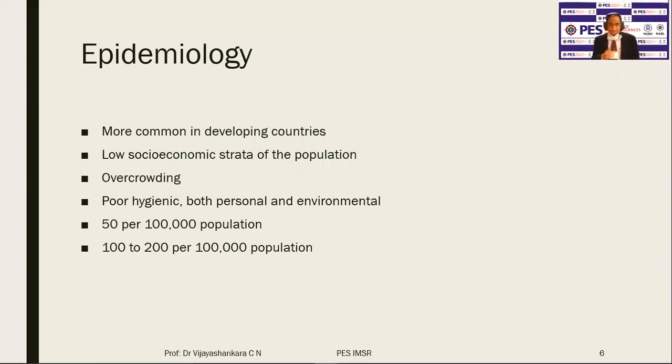And the incidence is something about 50 per 100,000 population if it is in low risk countries like developed countries, America, Europe, whereas it can be 100 to 200 per 100,000 population in developing countries like India.